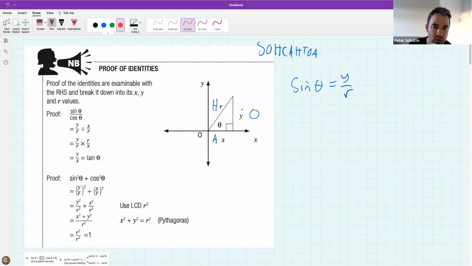So here's the y, and here is the r. So that's the sine of theta is y over r. The cos of theta is just going to be the x over r. Give me a thumbs up if you follow where that comes from in the drawing so far.